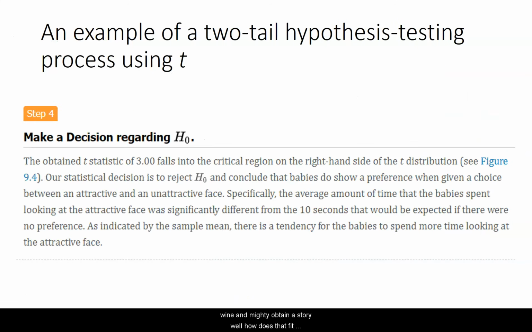Well, how does that fit into things? Well, the obtained t statistic of 3 falls into the critical region on the right side of the t distribution. Our decision is to reject the null and conclude that babies do show a preference when given a choice between an attractive and an unattractive face. Specifically, the average amount of time that the baby spent looking at the attractive face was significantly different from, because it's two-tailed, it could have been less than, but it just happened to be greater than, the 10 seconds that would have been expected.